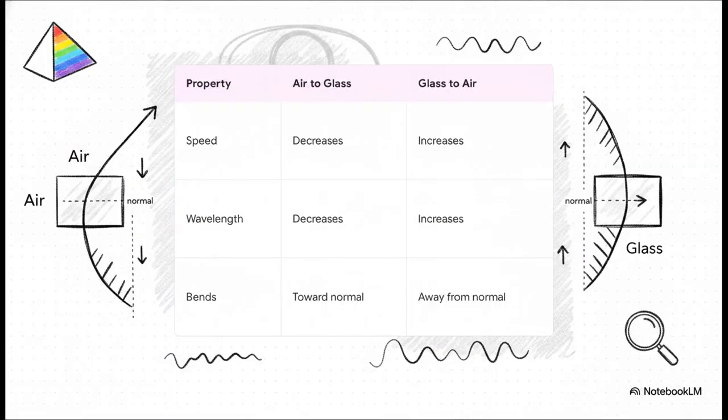Let's look at a quick summary just to see how this builds our complete understanding. When light goes from air into glass, speed and wavelength decrease, and it bends toward the normal. But if we reverse it, say a light ray is escaping from the glass back out into the air, the exact opposite happens. The speed and wavelength increase, and the light bends away from the normal, resulting in a larger exit angle. Master these two scenarios, and you've pretty much mastered the fundamentals of refraction.